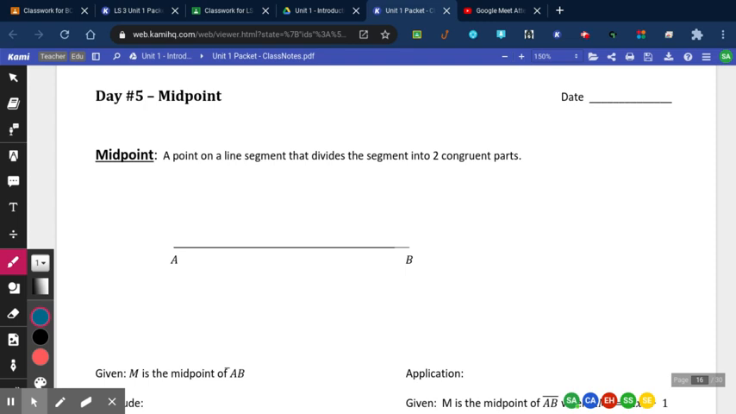Hey guys, so this is day 5 of our Unit 1 packet. We're going to talk about a new vocab term today, and it is the midpoint.